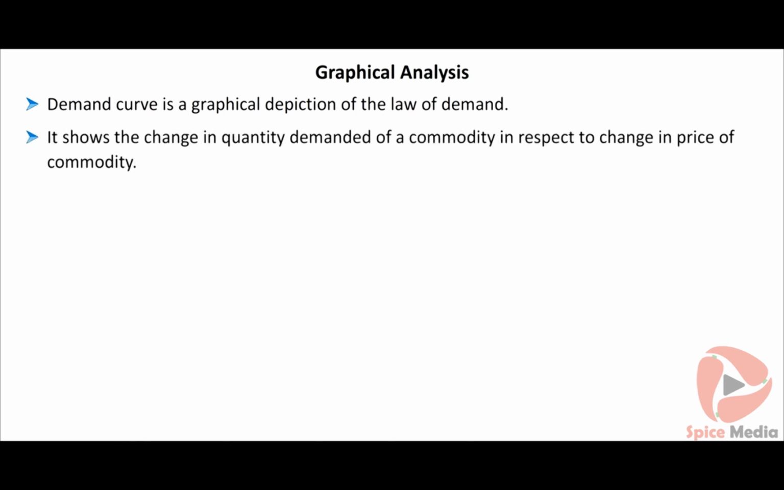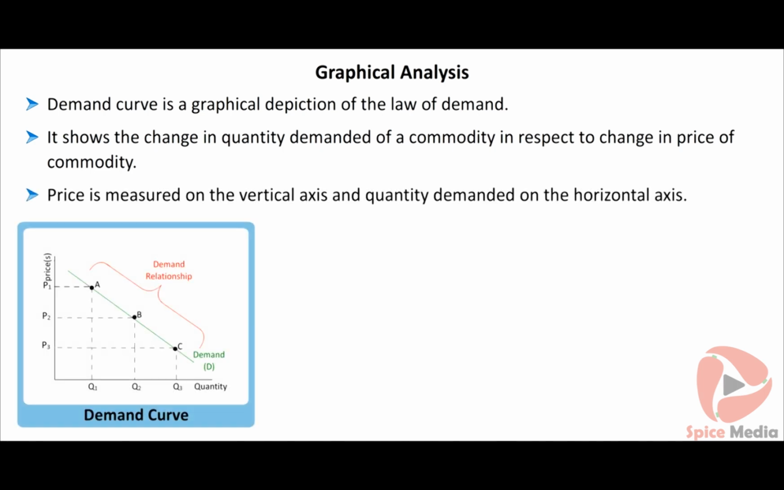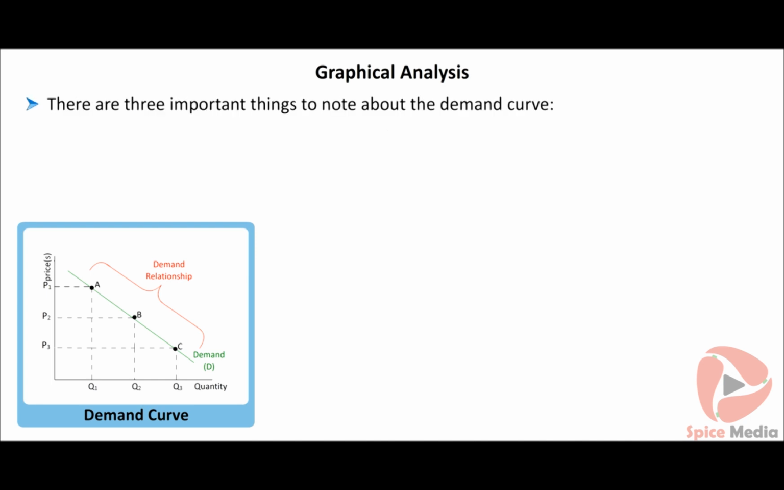It shows how the quantity demanded of some product during a specified period of time will change as the price of that product changes, holding all other determinants of the quantity demanded constant. Price is measured on the vertical axis and quantity demanded on the horizontal axis. There are three important things to note about the demand curve.